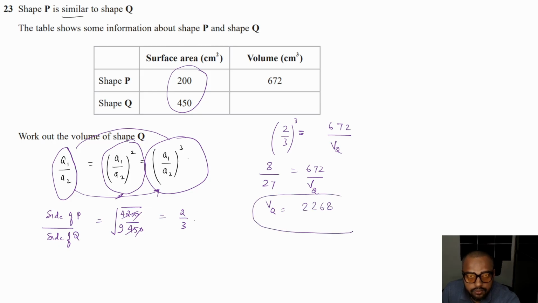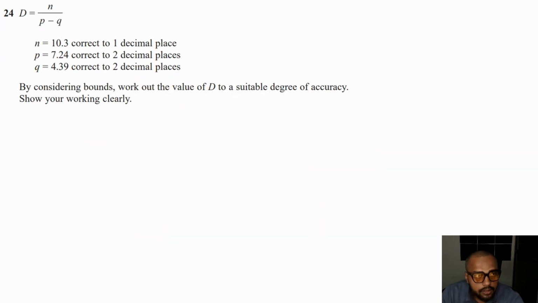Centimeter cube, don't forget to mention it. This is the relation, this is the solution. For this method you will be scoring M1, and for the accuracy part you will be scoring A1. Students, this is how we need to solve this problem. Now let's move to the next part.